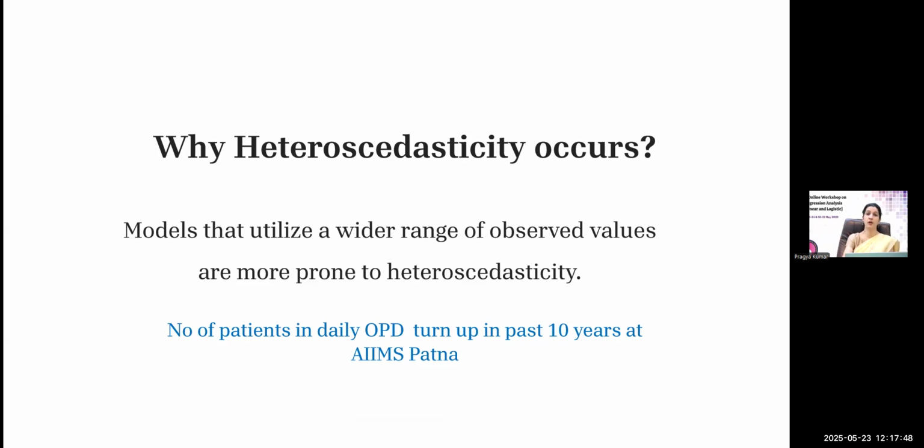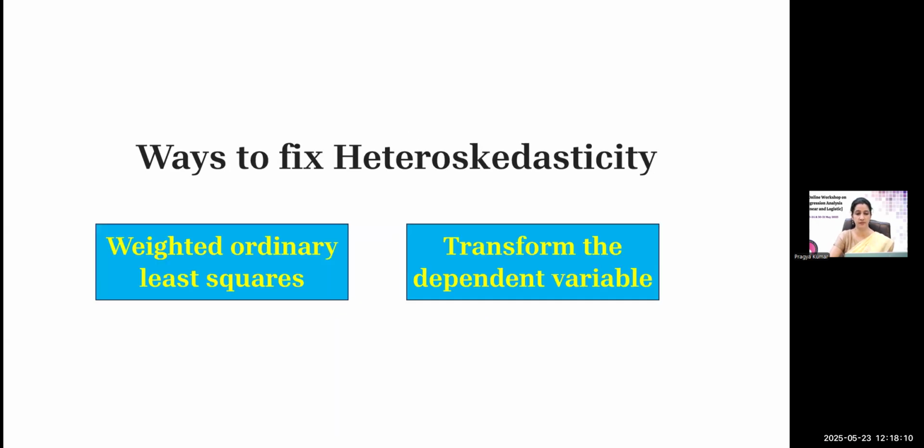So depending on how your dependent variable is behaving, that again decides the concept of homoscedasticity or heteroscedasticity. So in a model where you have a wider range of observed values, those sorts of data sets or models are more prone to heteroscedasticity.